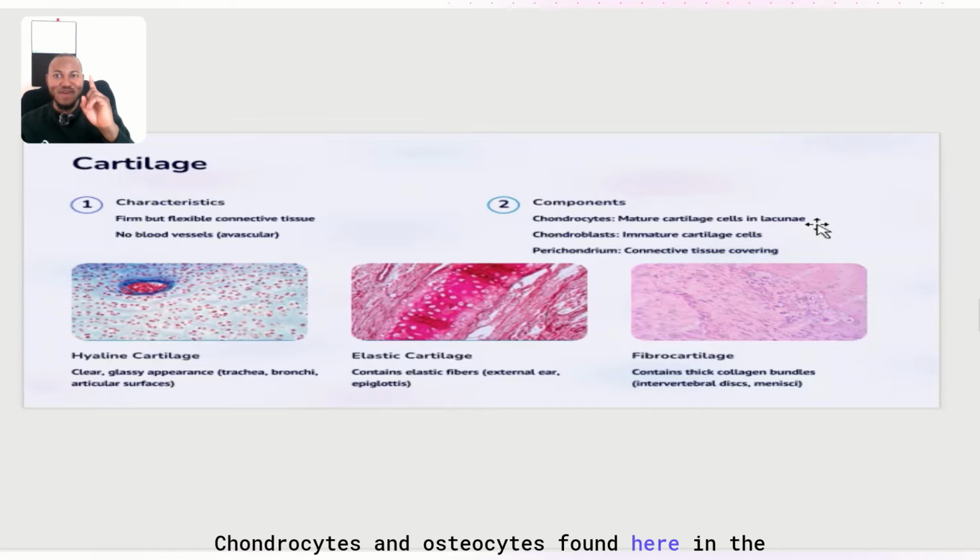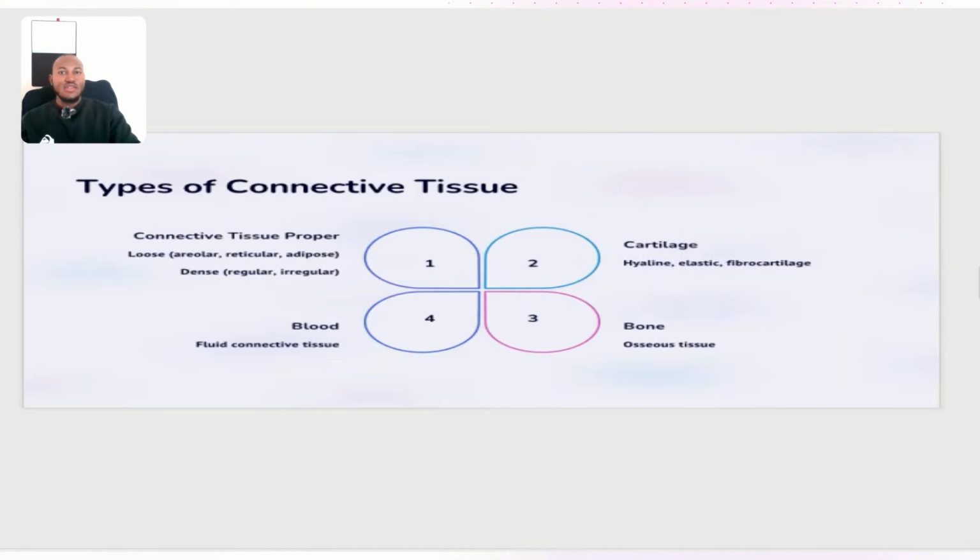Chondrocytes and osteocytes are found where? In the lacuna. Also remember that cartilages are avascular. Now another question is asking about the connective tissue. What are the categories of the connective tissue?